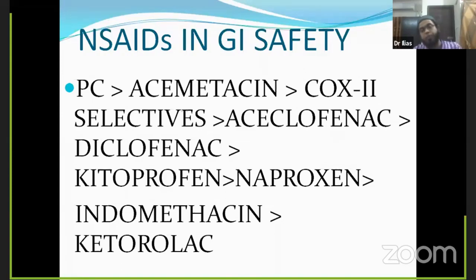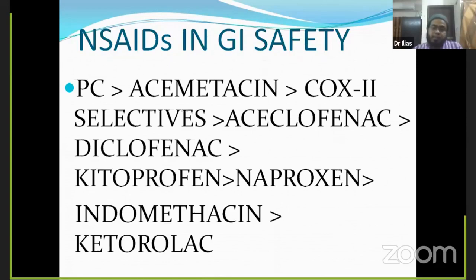Next comes the acetaminophen, and then next comes the COX-2 selectives. Earlier I told you about the COX-2 selectives and the acetaminophen. These are safely prescribed for peptic ulcer disease along with the pain. And next comes aceclofenac. This is also safer for the gastric mucosa. And later on, see the diclofenac. These are also less harmful than the ketorolac, naproxen, indomethacin, and the ketoprofen.